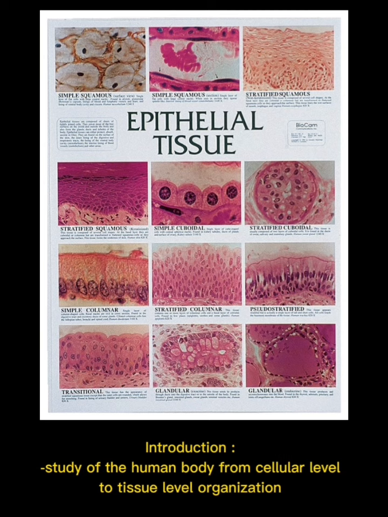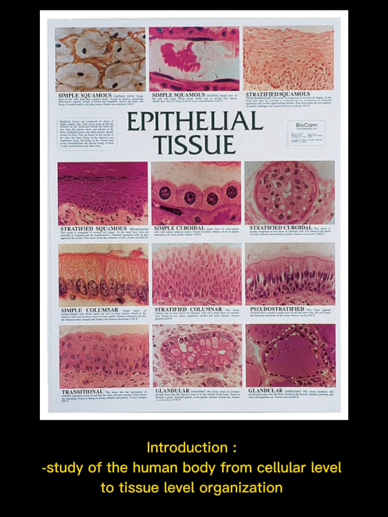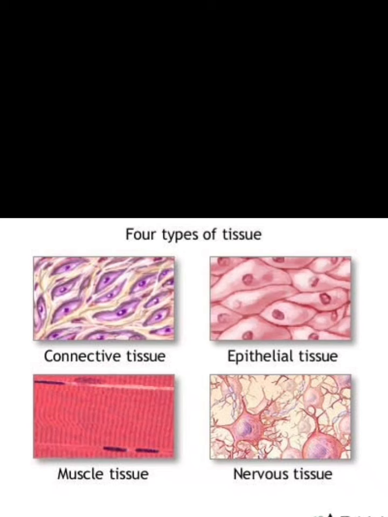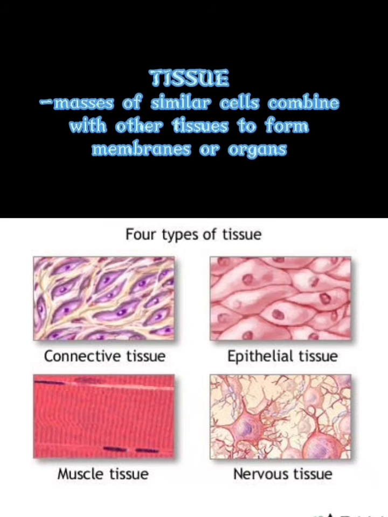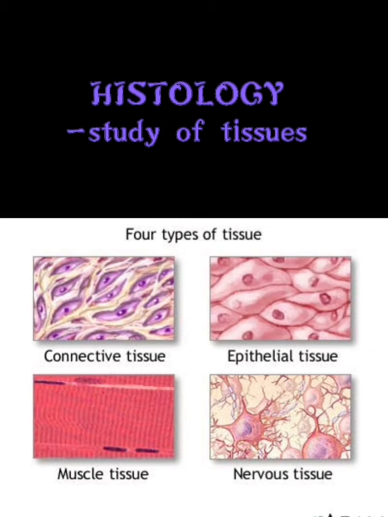Progression on the study of the human body is from cellular level to tissue level of organization. What is tissue? Tissue is a mass of similar cells and their extracellular matrix combined with other tissues to form membranes or organs. What is histology? Histology is the systematic study of the tissue.